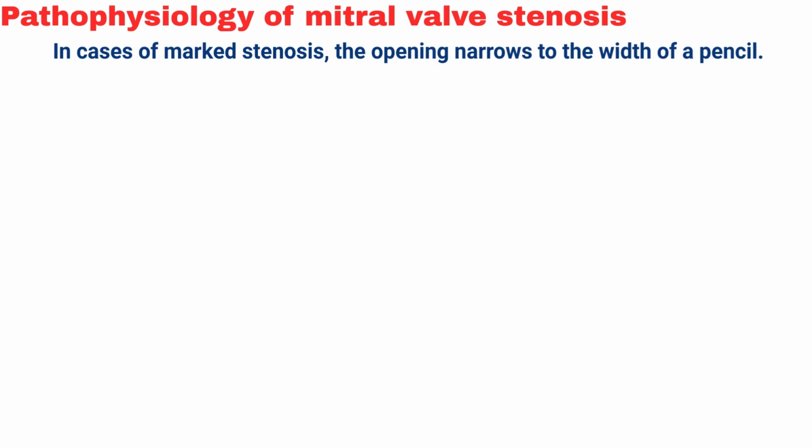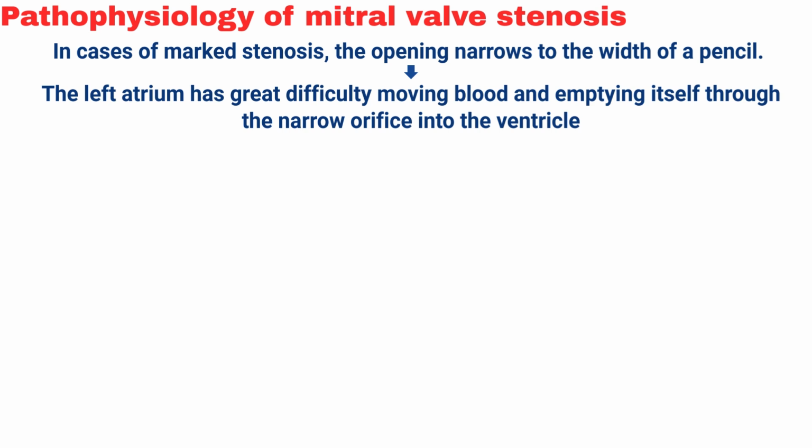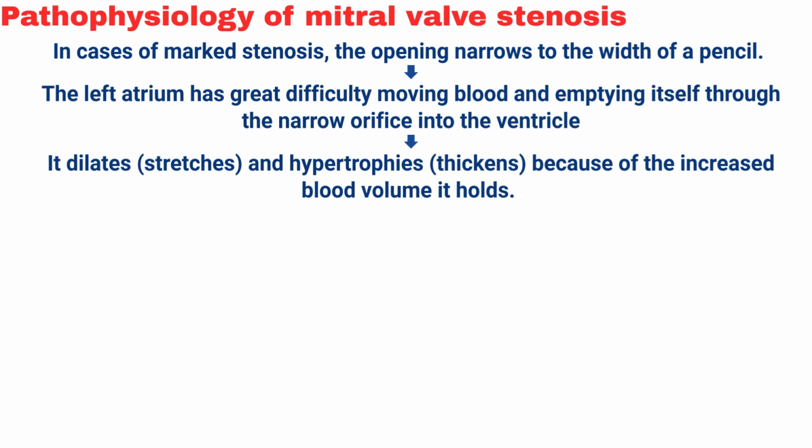Now we will see the pathophysiology of mitral valve stenosis. Normally, the mitral valve opening is as wide as the diameter of 3 fingers. In cases of mitral stenosis, the opening narrows to the width of a pencil. When stenosis occurs because of any inflammation, the left atrium has great difficulty moving blood and emptying itself through the narrow orifice into the ventricle because of the increased resistance of the narrowed orifice. Therefore, it dilates and hypertrophies because of the increased blood volume it holds.